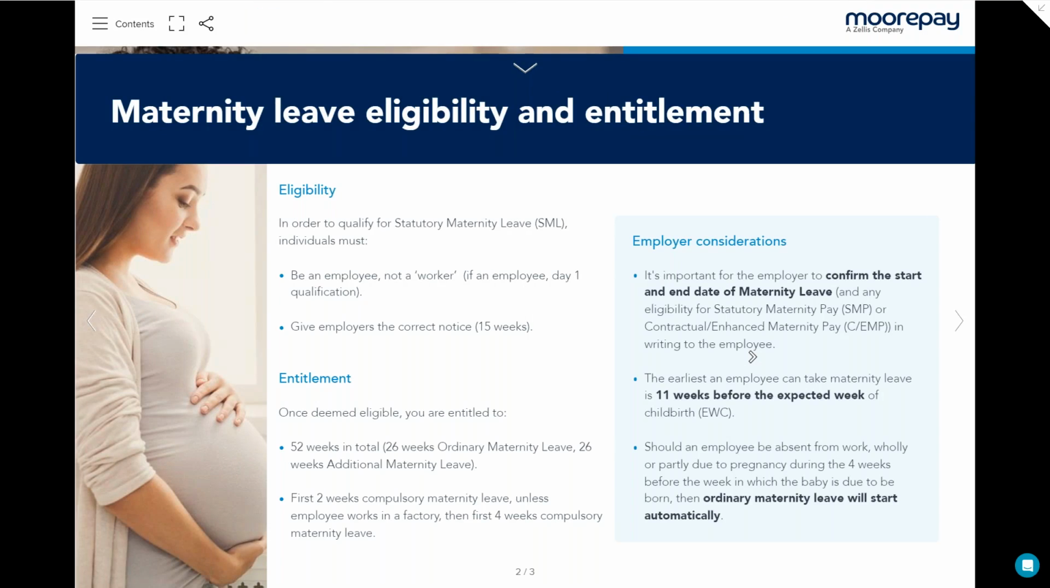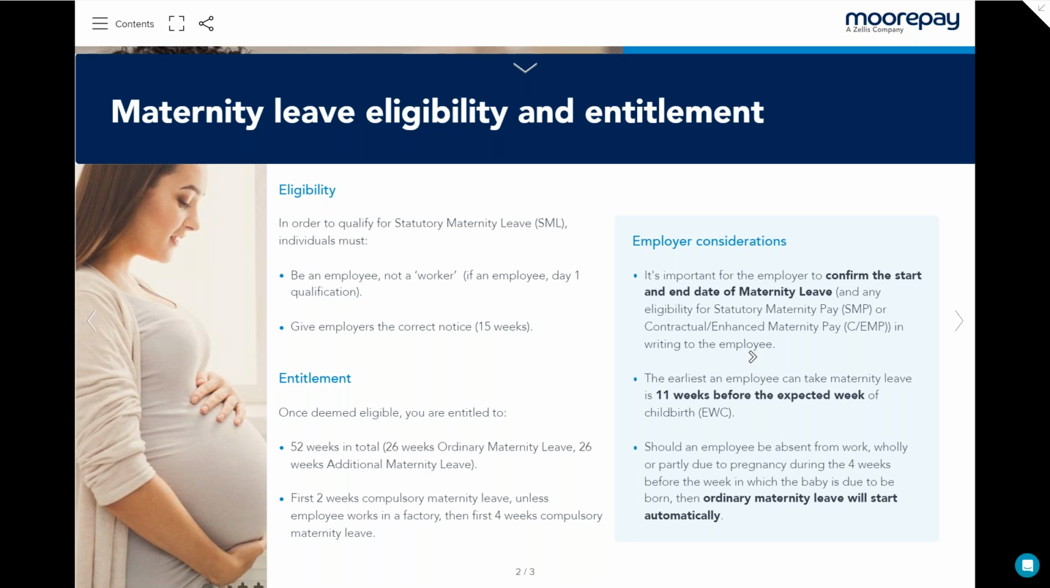If we move on. Okay, so eligibility and entitlement. So like I said, it needs to be an employee, not a worker. A worker isn't necessarily entitled to maternity leave, surprisingly enough. But if it's an employee, it's a day one right, and we need to give the correct notice. The entitlement of maternity leave is 52 weeks. And if an employee doesn't tell us they're taking the 52 weeks, we would generally assume they are until they tell us something different.